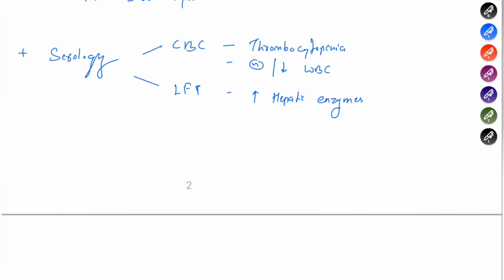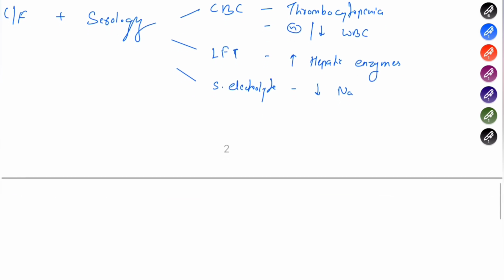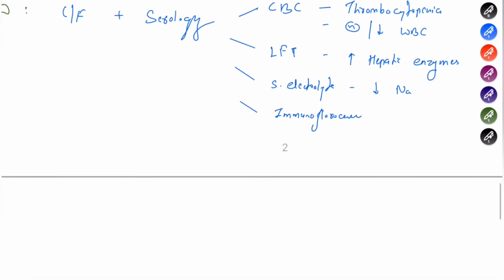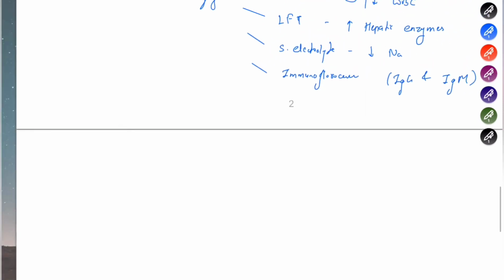AST and ALT are also known as SGOT and SGPT respectively. Now the third test you can perform is serum electrolytes. You can observe a decrease in the level of sodium, that is hyponatremia, a low level of sodium in blood. And lastly, you can also perform immunofluorescence to check the levels of IgG and IgM antibodies. These are the laboratory findings.